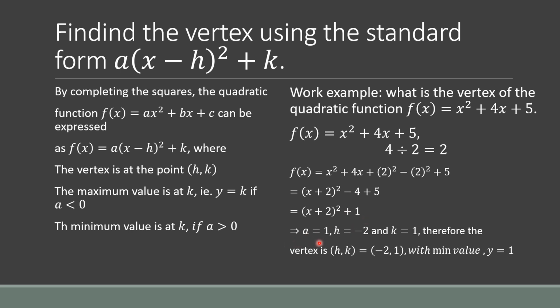At this point, a is equal to 1, h should be -2, and k is 1, because when you compare this standard form to this particular expression, your a is 1. That's the coefficient of the perfect square, and the x is here. -h is 2. So when you make h the subject, it will be h equal to -2 and k is 1, which shows that (h, k), which is (-2, 1), becomes the vertex, and the minimum value is y equal to 1.